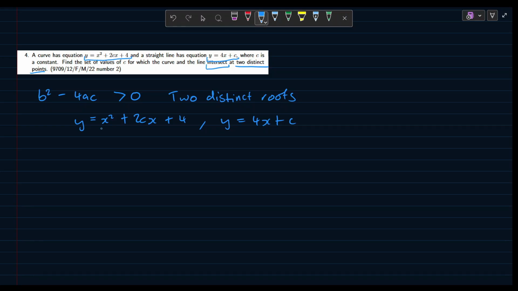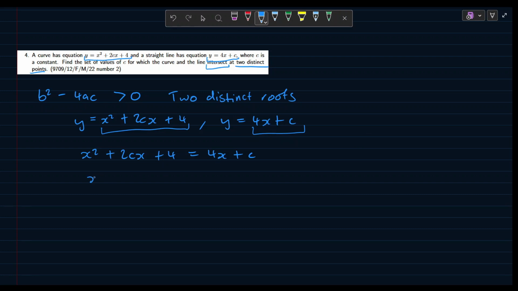So what that means is that we start by equating this to this, so the expression for the curve to the expression for the line. That becomes x squared plus 2cx plus 4 is equal to 4x plus c. And our goal here is to put everything on one side and reduce this to a 3-term quadratic. From that point, we can then use the discriminant.